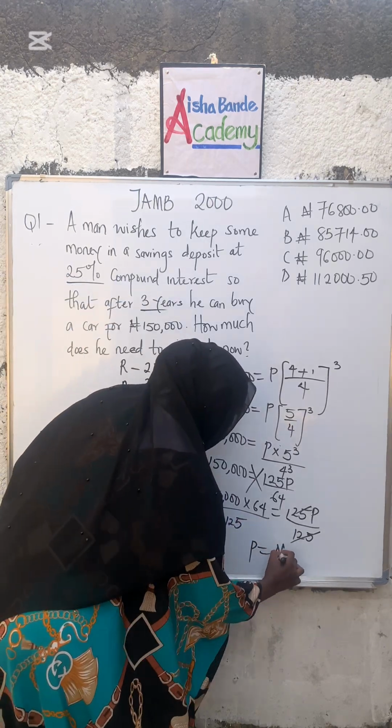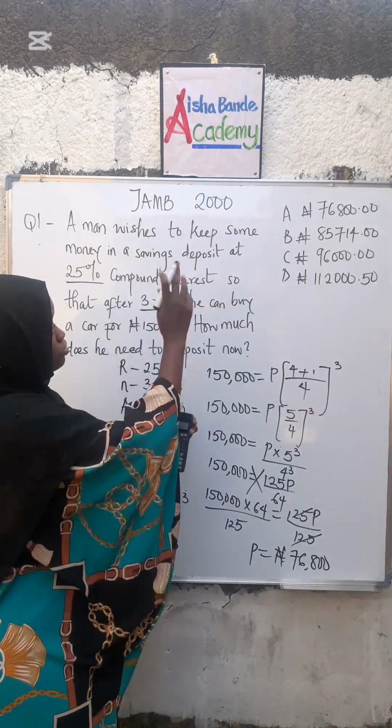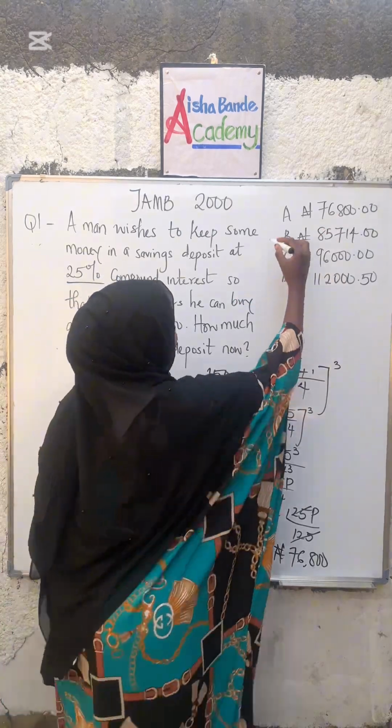So that means P is 76,800 naira. So looking at the four options we have, option A is 76,800, which is the correct answer.